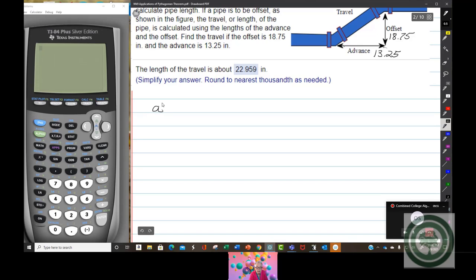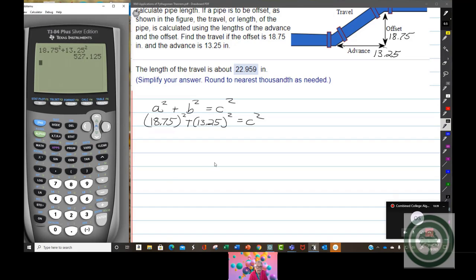All right, we're going to do a squared plus b squared equals c squared. So 18.75 squared plus 13.25 squared equals c squared. So here we go, 18.75 squared plus 13.25 squared. That's 527.125 equals c squared.